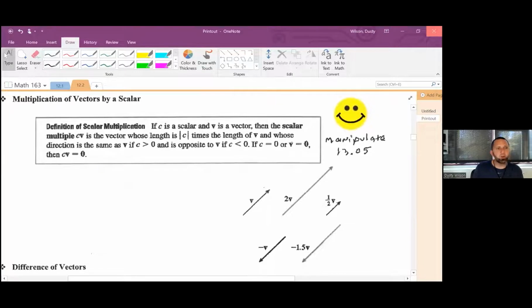Just like we can add, we can also multiply vectors by a scalar. So, definition of scalar multiplication: if c is a scalar and v is a vector, then the scalar multiple cv is the vector whose length is c times the length of v, and whose direction is the same as v if c is greater than 0 and opposite to v if c is less than 0. If c equals 0, or v is the 0 vector, then cv equals the 0 vector.